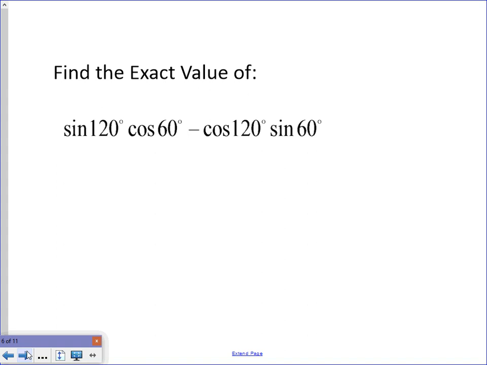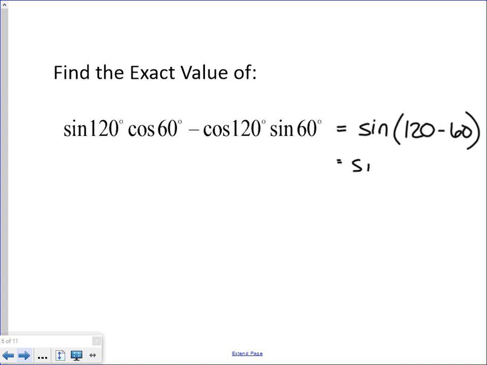So what I'm going to do is I'm going to look at this. This is a sine times a cosine minus a cosine times a sine. That's a difference of angles, for the sine formula. Okay? So I'm going to say this is really just the sine of 120 minus 60. Expanded. And then what's 120 minus 60? The sine of 60 is square root 3 over 2.